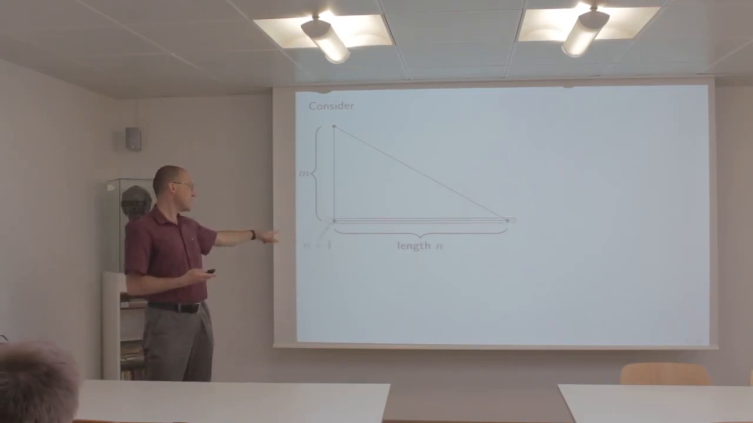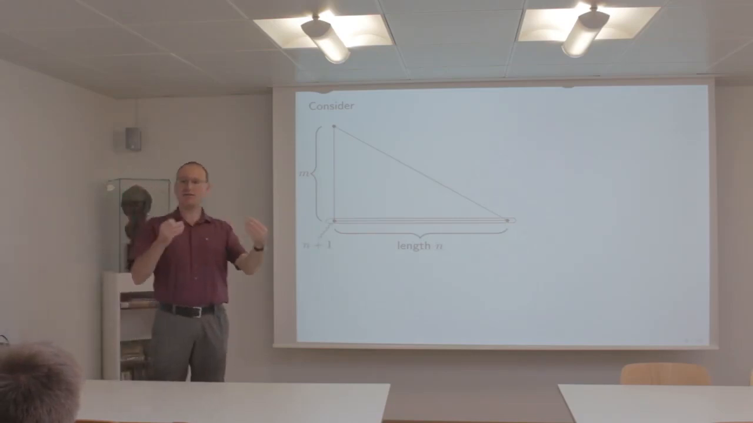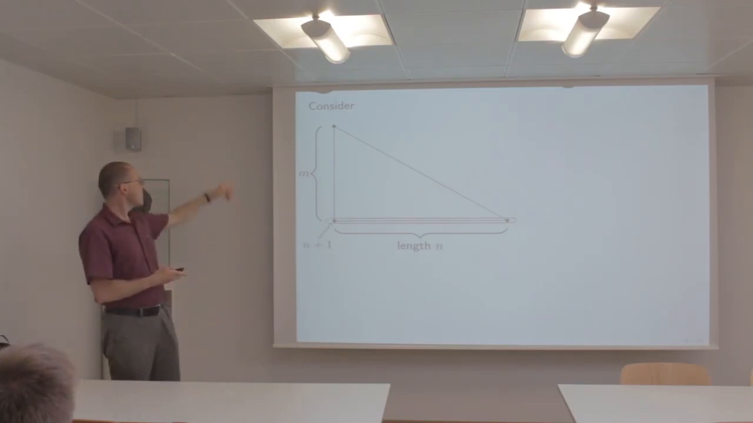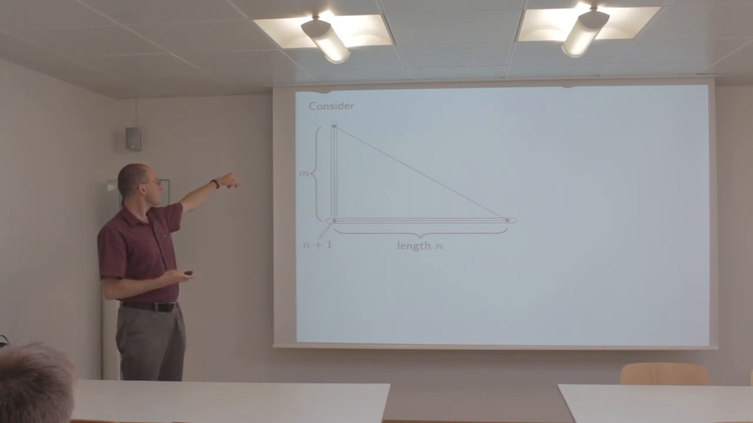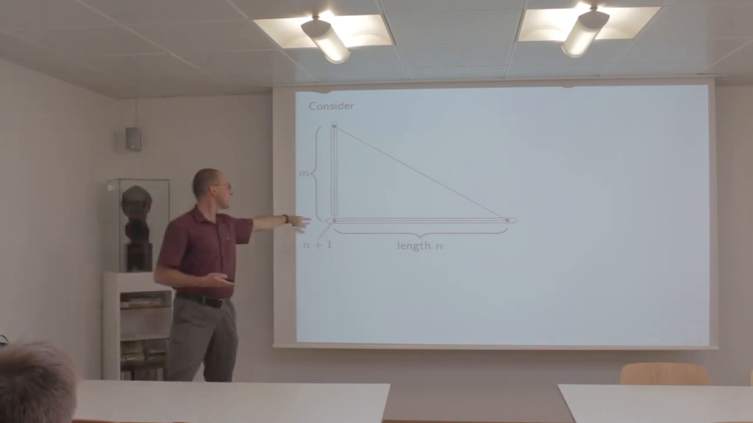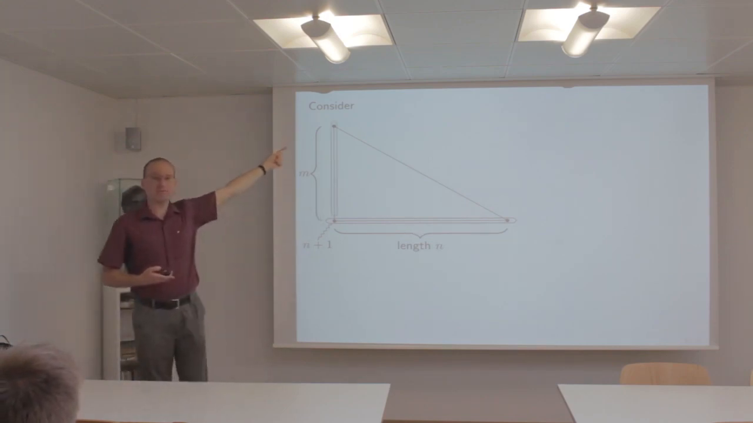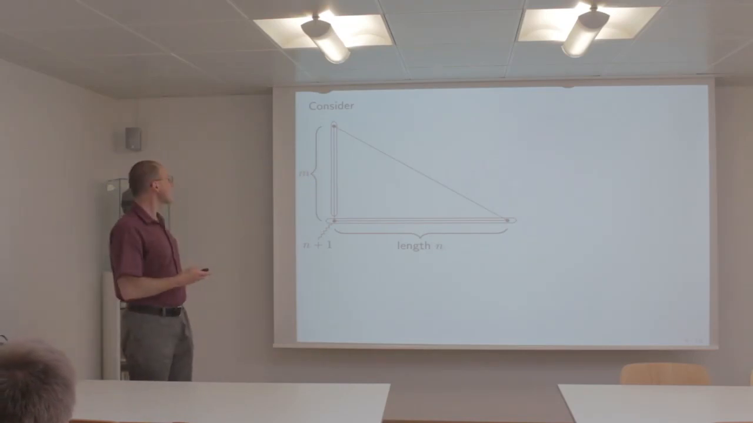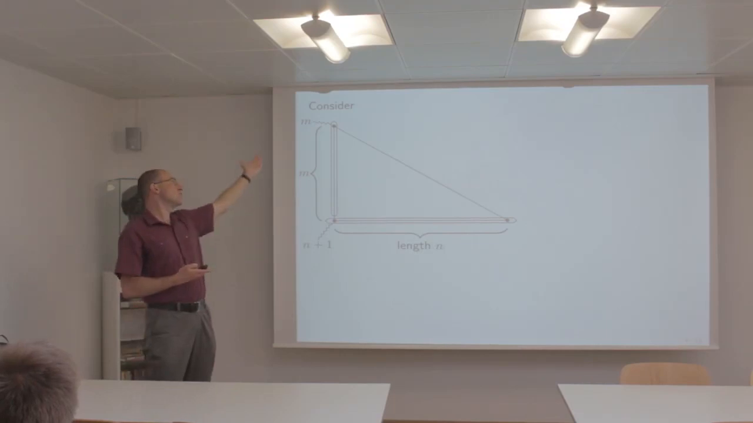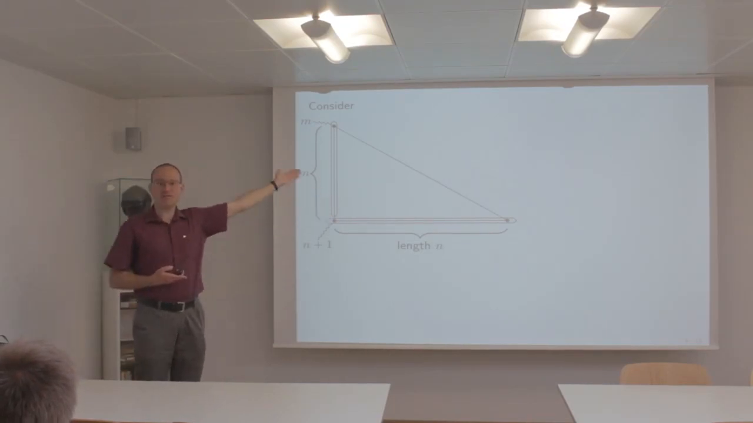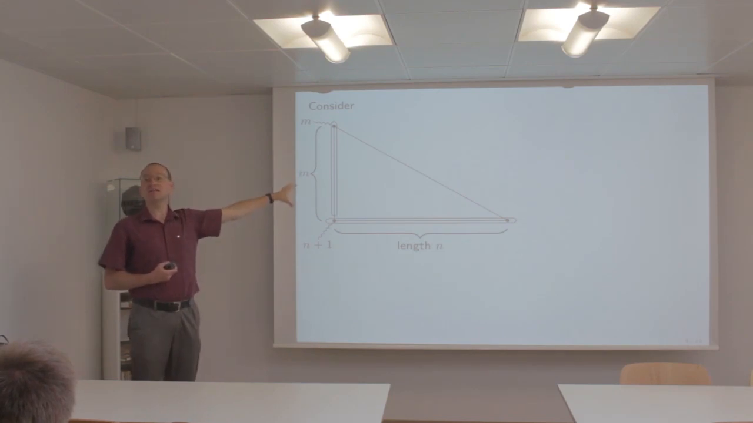N plus 1. N plus 1 again. If the length were 1, you would have 2 lattice points. Vertically, excluding the bottom but including the top, you have m. Now, I need to know the number of boundary lattice points, so we need to know how many we have on the hypotenuse and how many we have inside, in the interior.